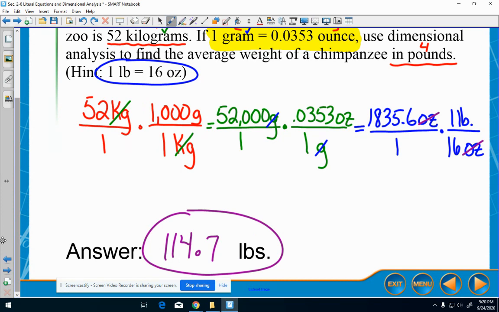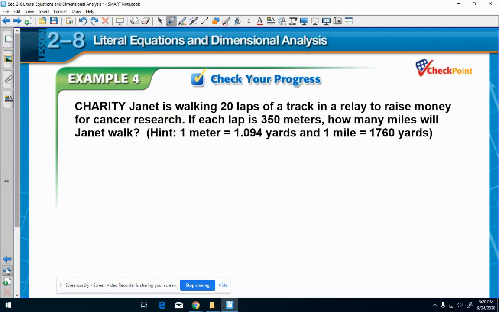All right, last one, and we're done. So we'll take a second here. It says Janet is walking 20 laps of a track in a relay to raise money for cancer research. Each lap is 350 meters. The question is, how many miles will she walk? Now here, there's two conversions for us, from meters to yards, and then from yards to miles.